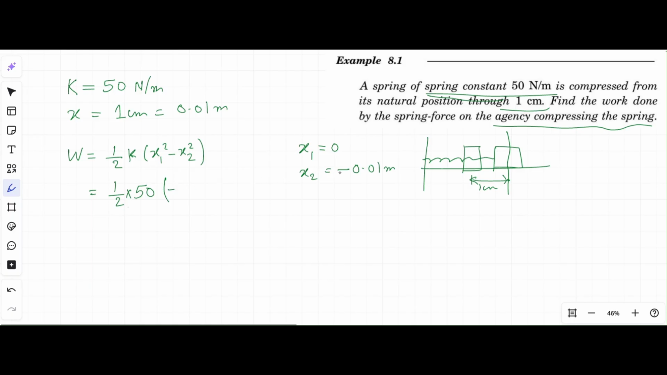So this is minus, and 0.01 square is 0.0001. So this becomes minus 0.0025 joule. And the answer is similar. It is given in scientific notation. So it is 2.5 into 10 to the power minus 3 joule. If you multiply it by 3, it will be 2.5, and that is how this notation is there.